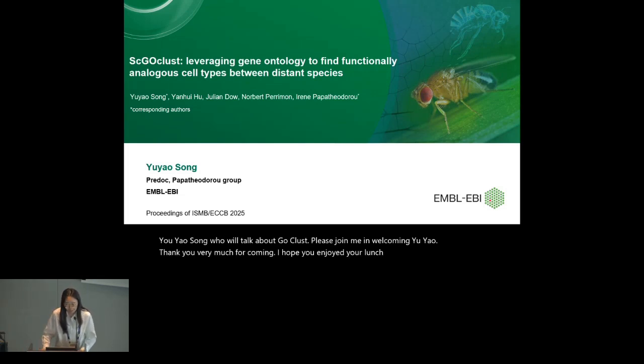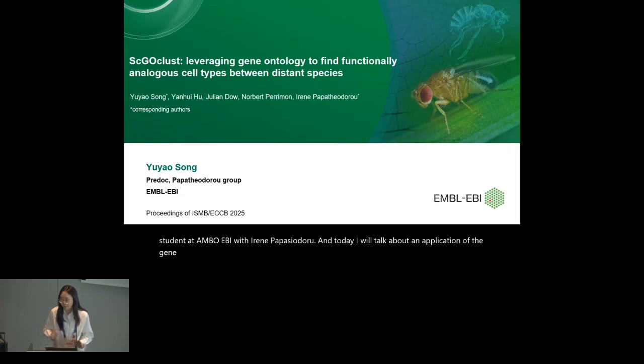I'm Yuyao. I'm a PhD student at EMBL-EBI with Irene Papatheodorou. And today I will talk about an application of the Gene Ontology, which is pretty different from other talks in this track. But it is a method we created called ScGOclust, and it is for finding functionally analogous cell types between distant species.